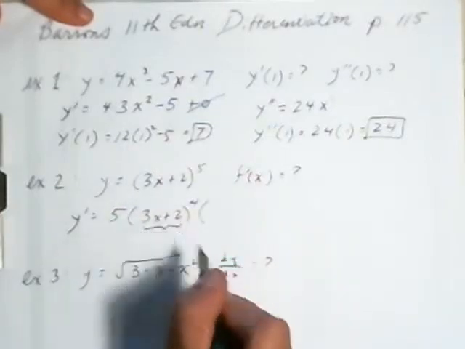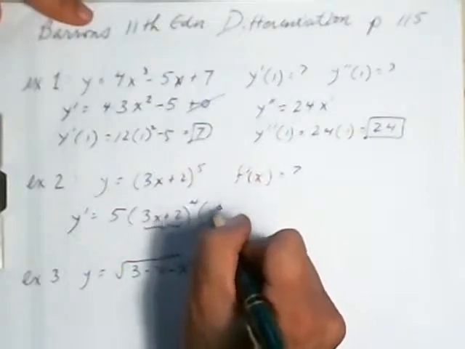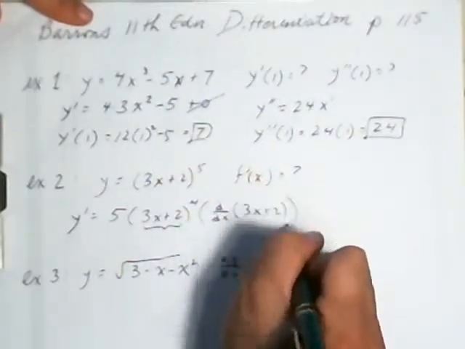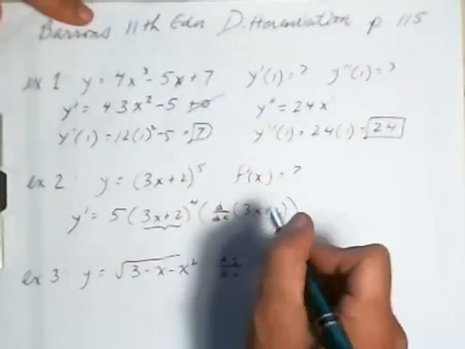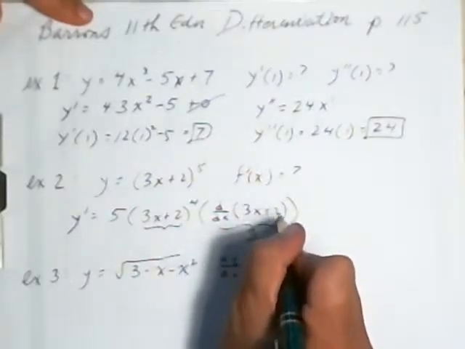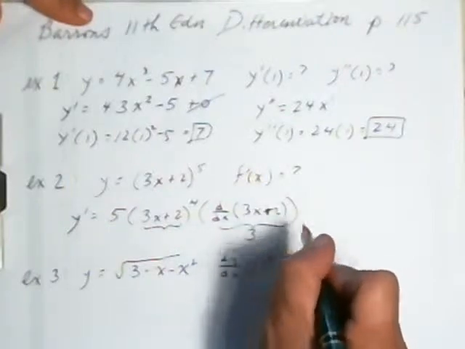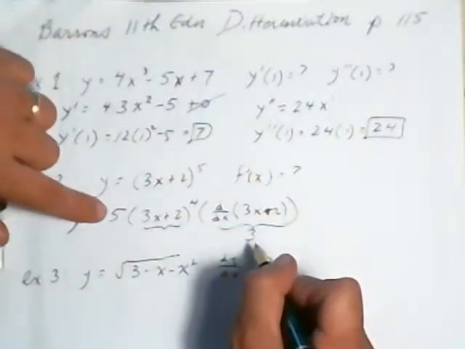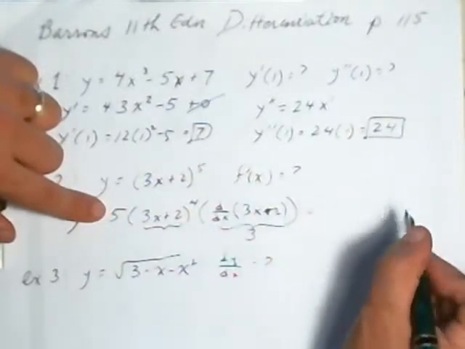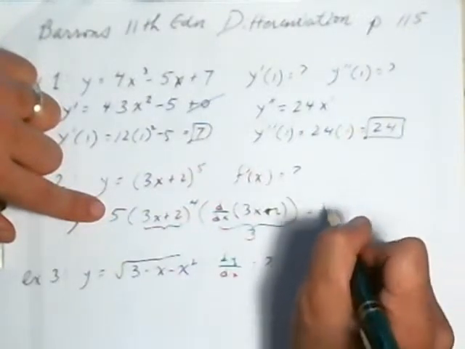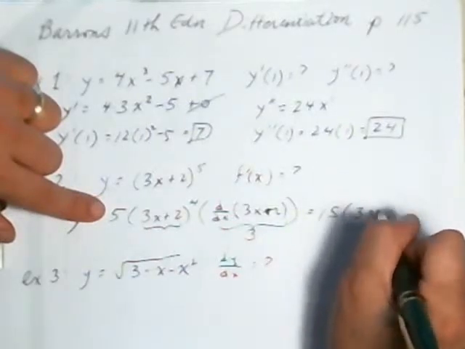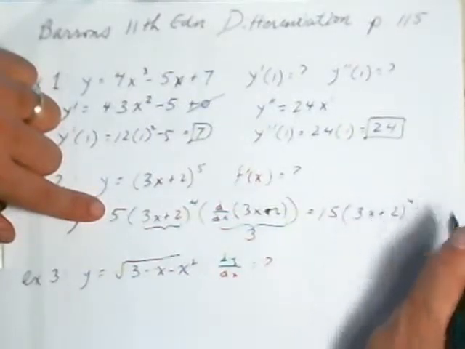Times the derivative of this inside. The derivative with respect to x of 3x plus 2. The derivative of 3x is going to be 3. The derivative of a constant is going to be 0. So that's times 3. We're going to multiply that. 3 times 5 is going to be 15 times 3x plus 2 to the 4th power.